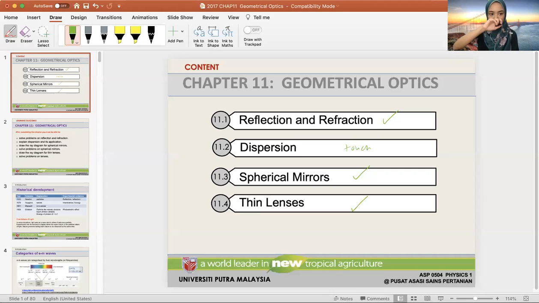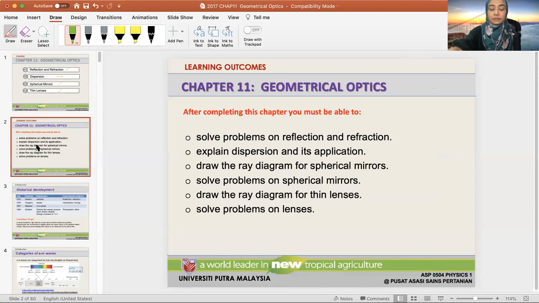Okay. So the learning outcomes for this chapter. Solve problems on reflection and refraction, and explain dispersion. For dispersion, you don't need to solve problems, just explain this part. Draw the ray diagrams, you must know. Solve problems, you must know. Draw the ray diagram for thin lenses, a must. Solve problems on thin lenses, a must.